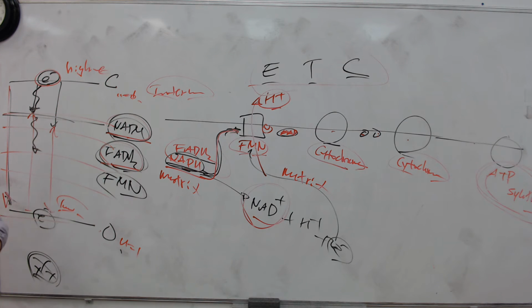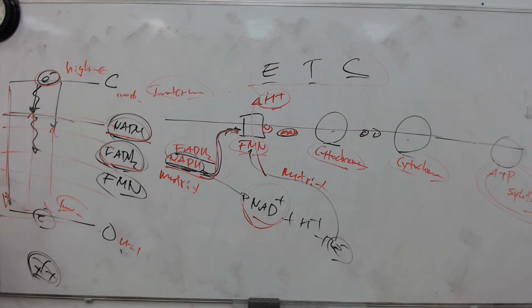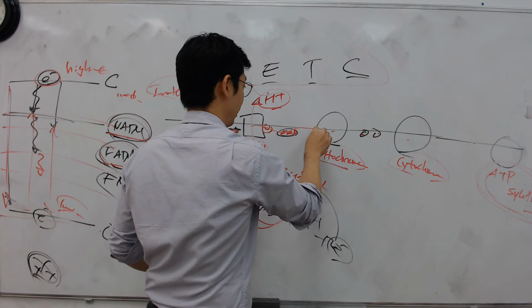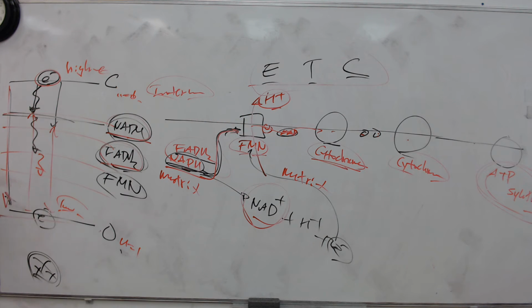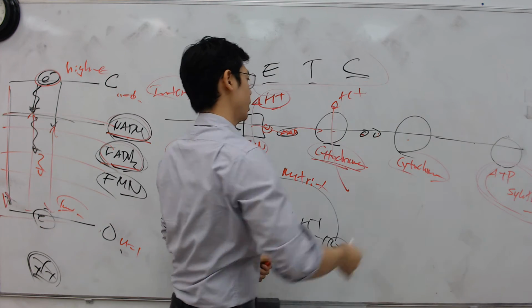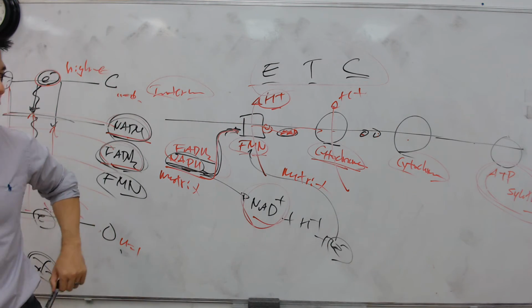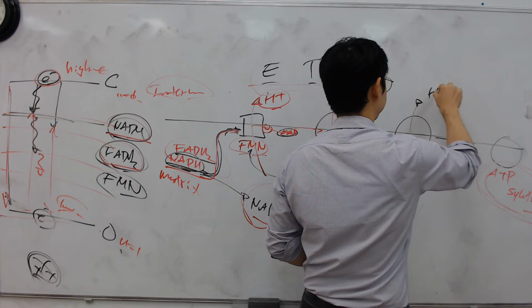And then what happens? The electron lost energy, right? It will be handed down to the next one, which is the next cytochrome. The electron follows this way, handing down to cytochrome. Cytochrome uses the extra energy as well to pump out more H pluses. And the electron goes down to another cytochrome and pumps out H pluses again.